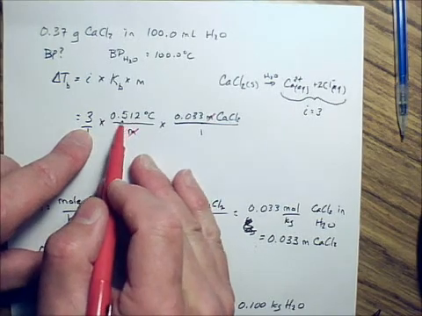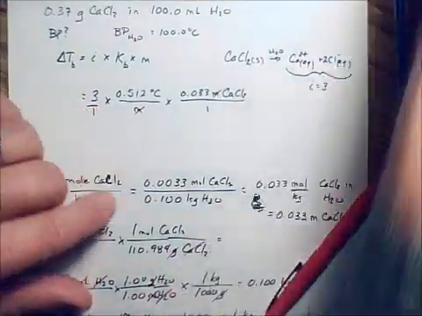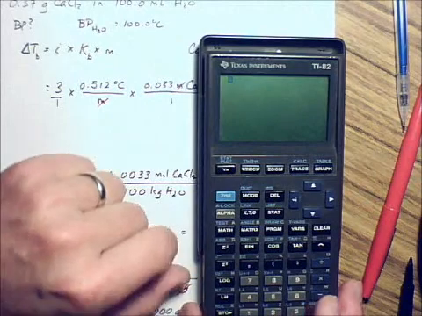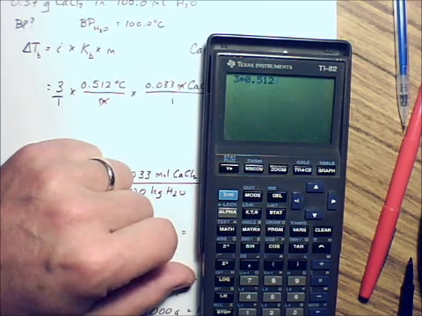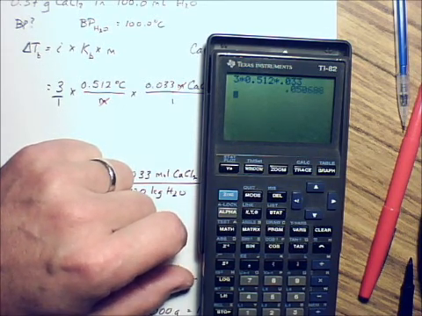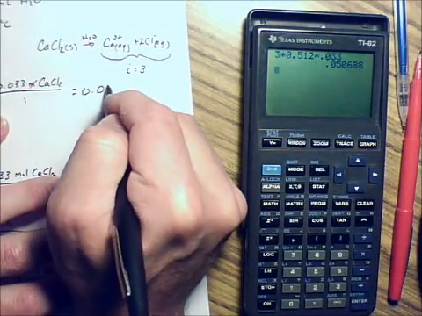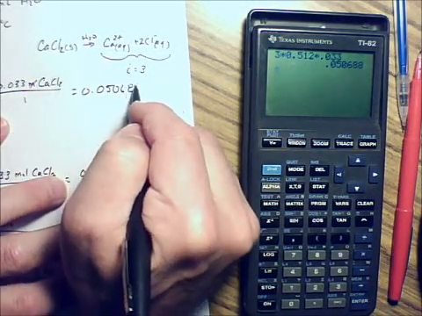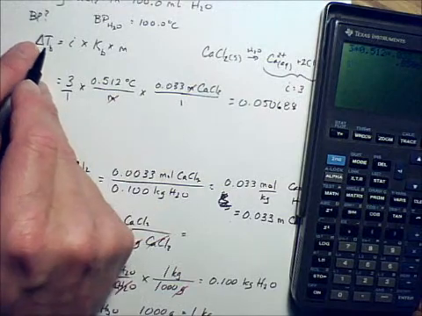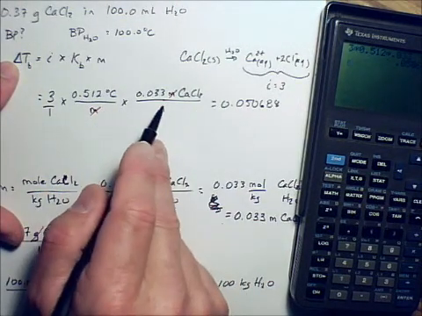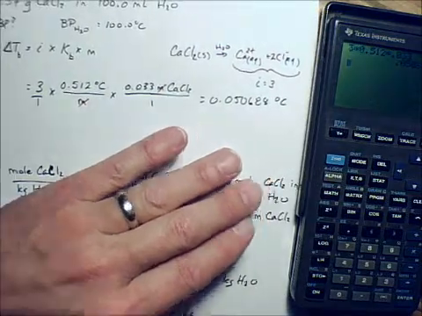So it's 3 times 0.512 times 0.033. 3 times 0.512 times 0.033. And I got, let's see, 0.05068. Look, the only units I have left are degrees C. What am I trying to measure? A change in temperature. So I must have set it up right, because all I have left are the temperature changes. Okay? So that's degrees C, which I have to then round off.